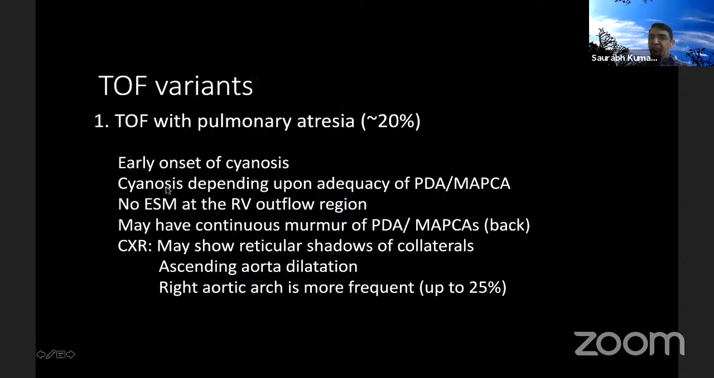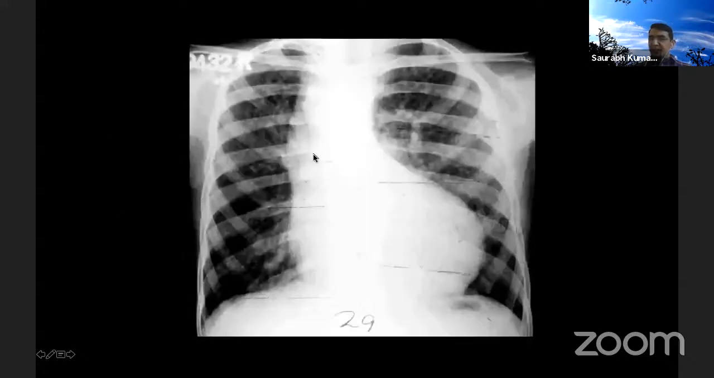Now these are some of the variants. TOF with pulmonary atresia, the cyanosis would be earlier in onset. There will not be any ejection systolic murmur, but instead they may have a continuous murmur. In addition to other findings on chest X-ray, they may have reticular shadows of collaterals and more dilatation of ascending aorta. So in the setting of tetralogy with no murmur, if you are finding significantly dilated ascending aorta, think of TOF with pulmonary atresia. Furthermore, if the aortic arch is also on the right side. And here you can see ascending aorta is dilated.